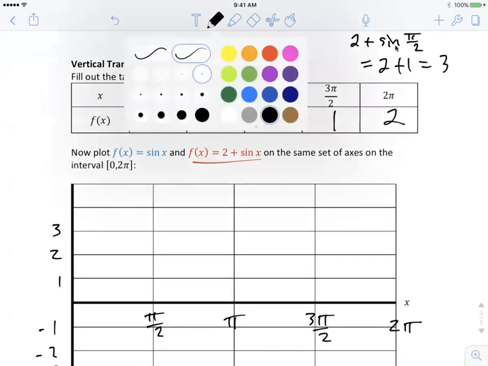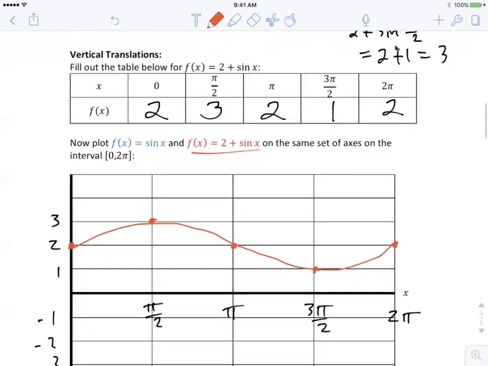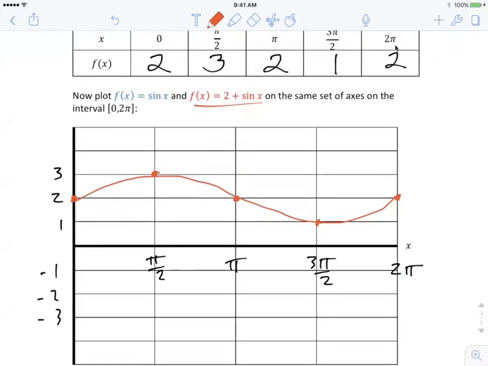Back to red, graph it, plot those points. So we've got 0, 2, pi over 2, 3, pi, 2, 3 pi over 2, 1, 2 pi. All right. So it looks a little flatter. That's just the way I labeled the axes. That's my scaling. And then let's get the regular sine wave, which is 0 up to 1, back to 0, down to negative 1, back to 0. Your standard pattern.